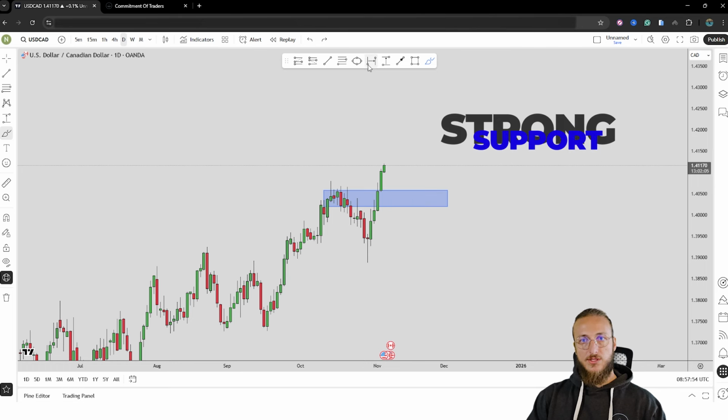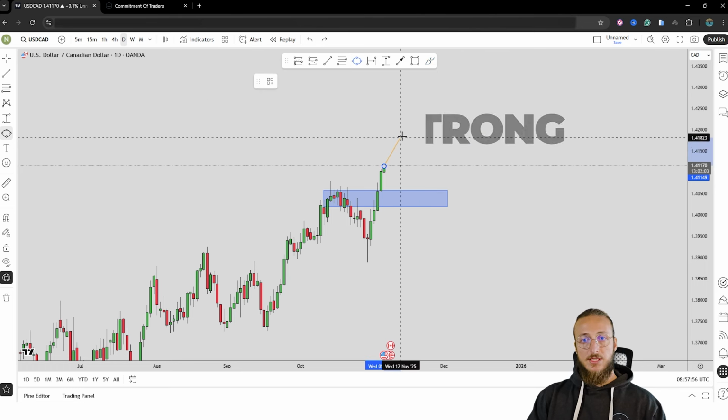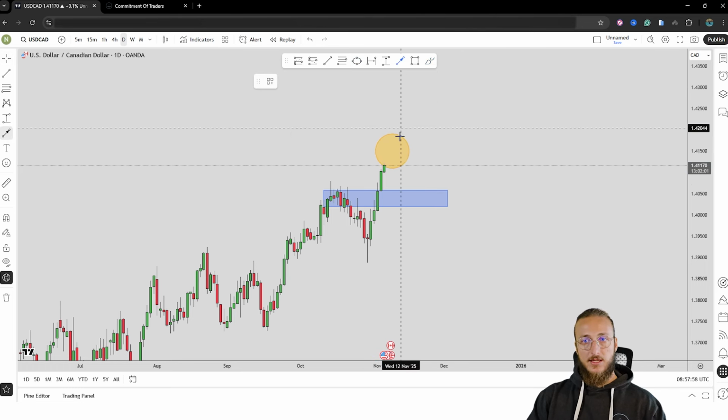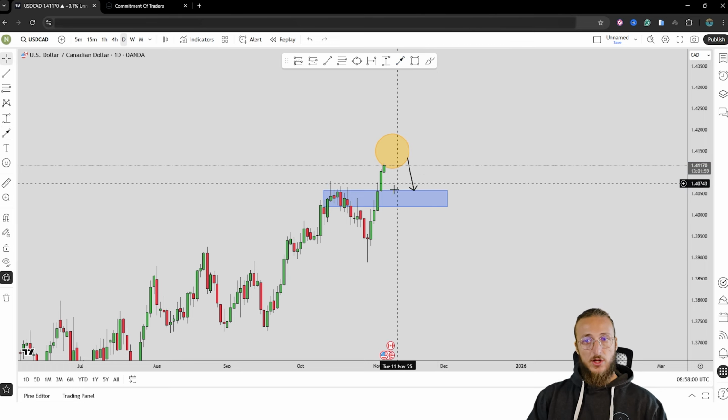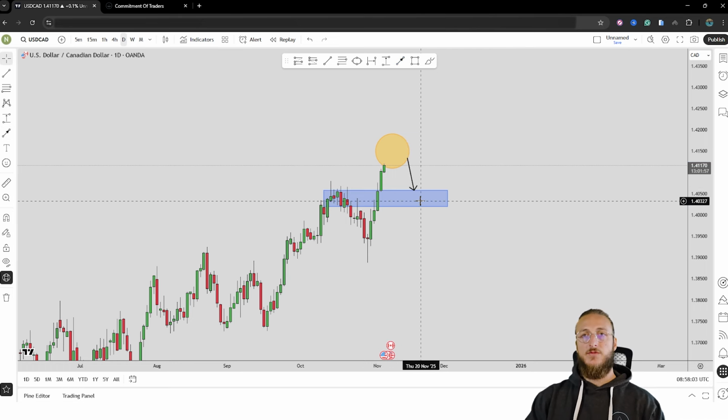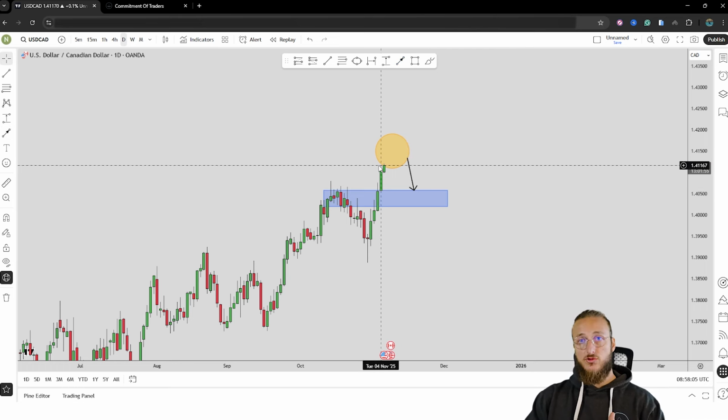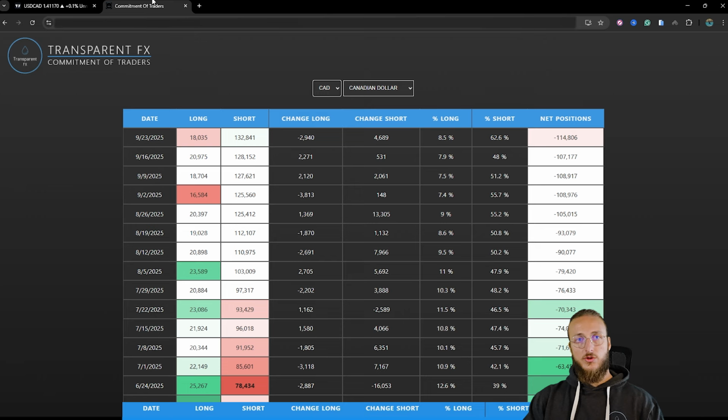So this increases the probabilities that we could see a correction inside of this zone to test what kind of liquidity we have inside of the area. Now, let's go and see if institutions are in fact buying USDCAD.